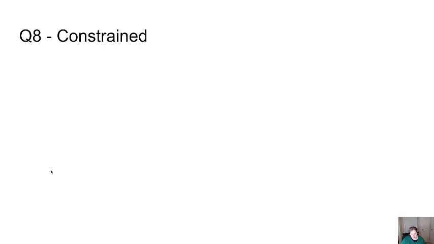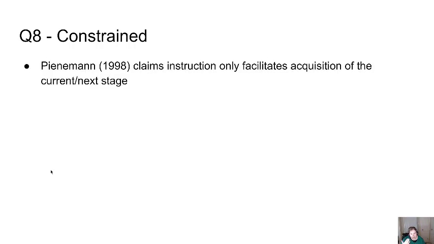Now the second question was B, that's hard to place. And this one is from Pienemann. This is that the usefulness of instruction is constrained. Remember, we're talking about stages with Pienemann, right? It's like acquisition orders again. What Pienemann would say, Manfred Pienemann, he's got a great name, he would claim that instruction only facilitates the acquisition of the current stage or the next stage, right? So it helps you with what you're learning right now, or maybe pushes you towards the next one.